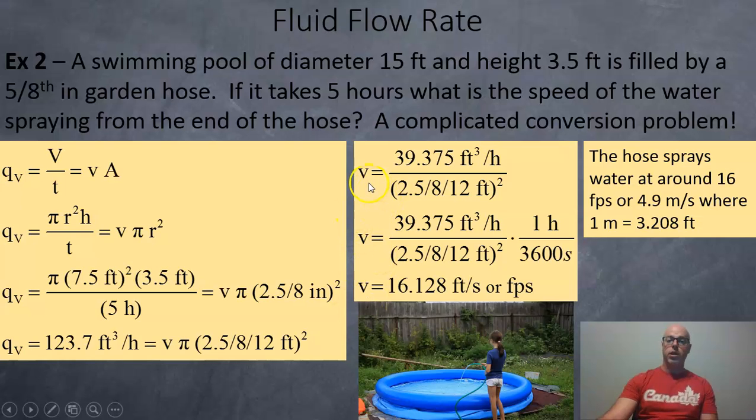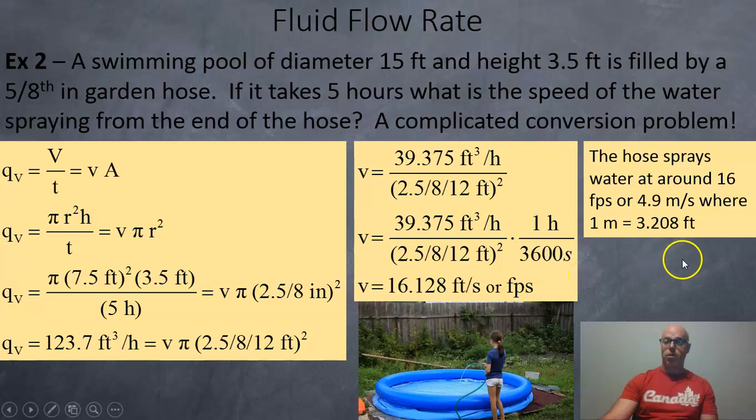When we rearrange the equation to get speed, we get 39.375 cubic feet per hour, divided by 2.5, divided by 8, divided by 12 in brackets, feet, all squared. And then we're going to change the 1 hour into 3,600 seconds. And so we're going to get a total speed or velocity of 16.128 feet per second, or sometimes it's labeled FPS.